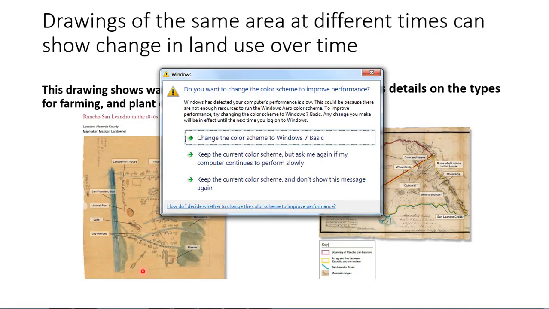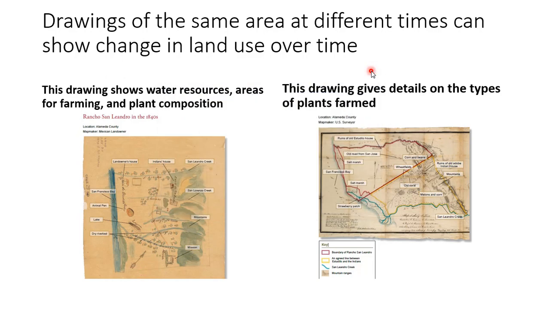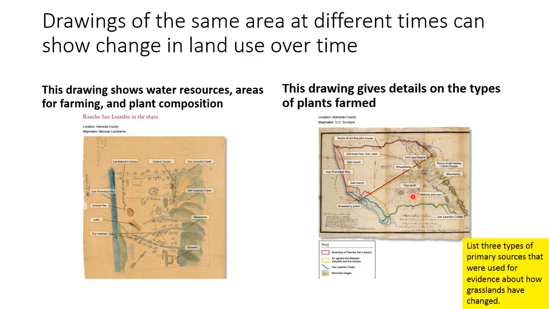Drawings of the same area at different times. Drawings of the same area at different times can show changes in the land over time. So this drawing shows water resources, areas for farming, and plant composition, which was made by a landowner. And then this one was made by a U.S. surveyor. All right, this drawing gives details of the types of plants farmed. So you can see the change based on drawings that were made. So again, you should be listing 3 types of primary sources. So drawings was one. The first one was also writings.